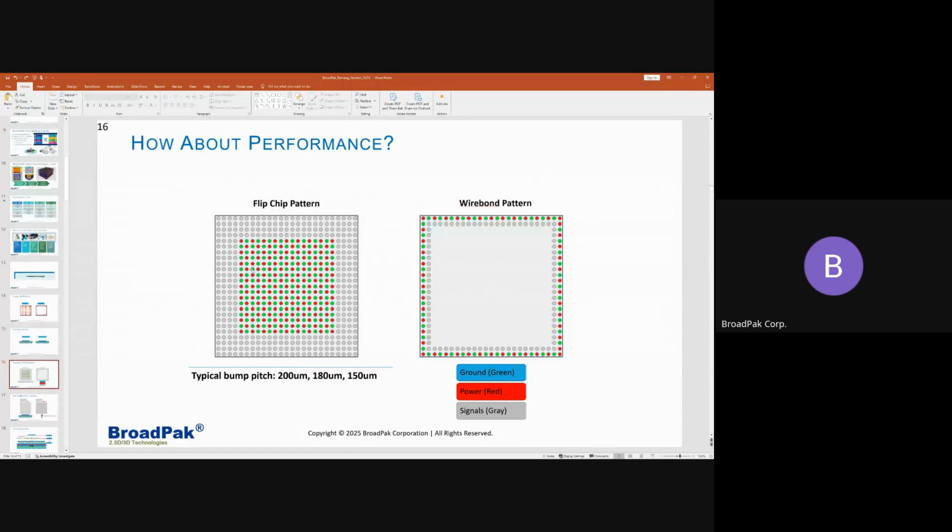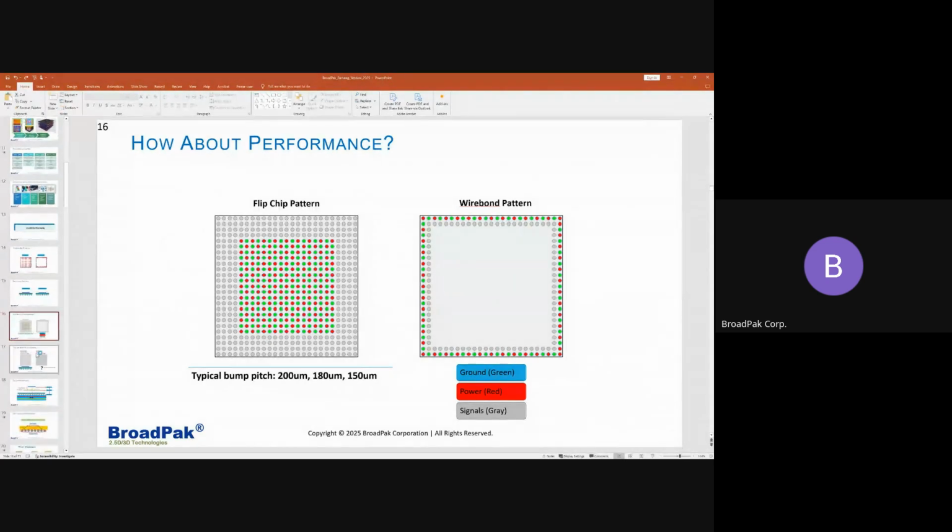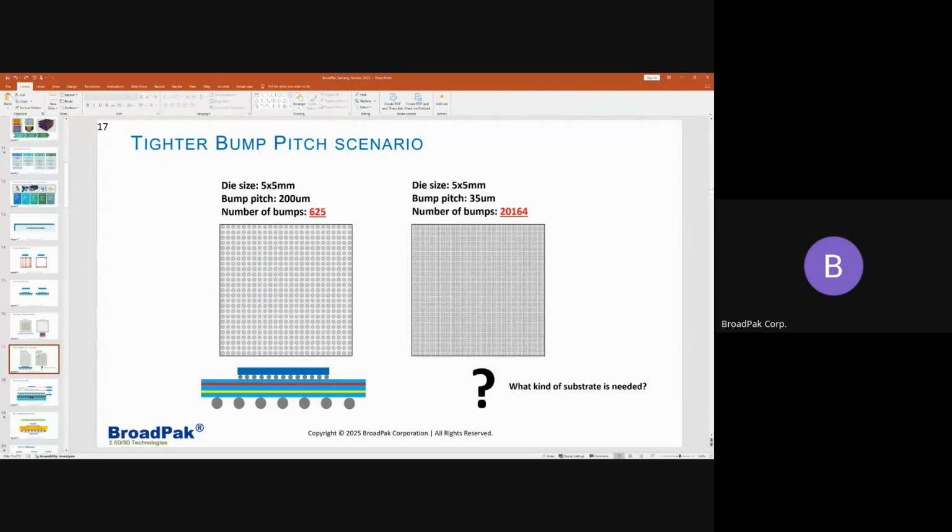So the thing is that if your die size is fixed, what matters is going to be the bump pitch. So a typical pitch, meaning the center of each bump to bump, is going to be probably 200, 180, 150 micron, and now we are down to 120, and then 110, 55, on and on and on. So as you lower the pitch, you're going to increase the number of the bumps and the IOs and the supplies to the device.